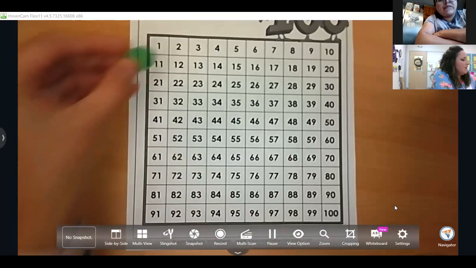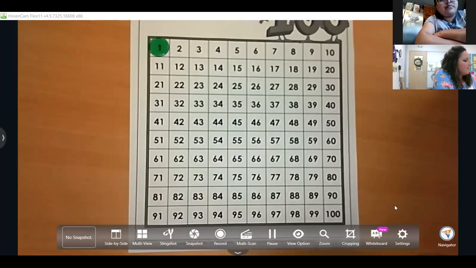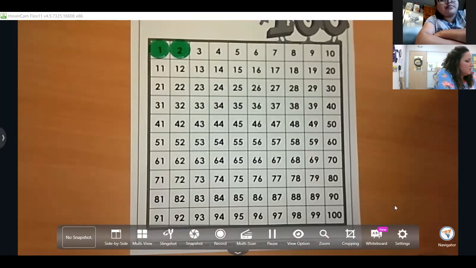These are see-through counters, which help with something like this, but if you don't have anything that's see-through, you can use any other type of counter.